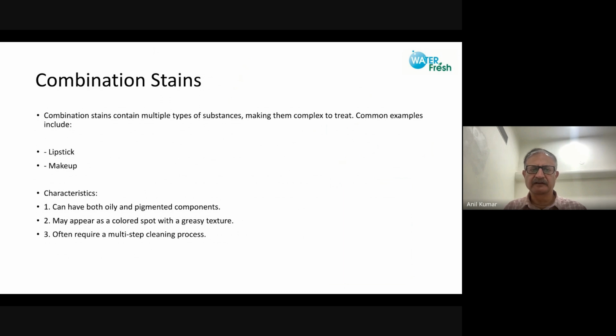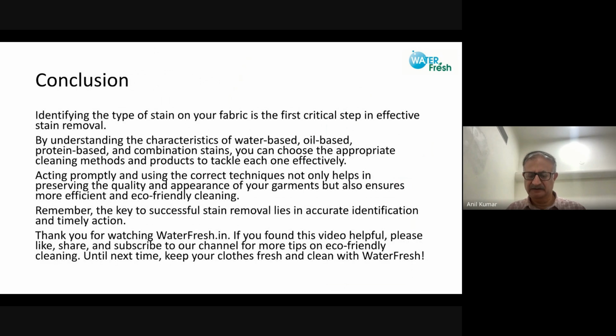Lastly, there are stains which are known as combination stains. Combination stains contain multiple types of substances, making them complex to treat. Common examples include lipstick, makeup. They can have both oily and pigmented components, may appear as colored spots with a greasy texture, and often require a multi-step cleaning process. So these are the four types of stains we just covered.